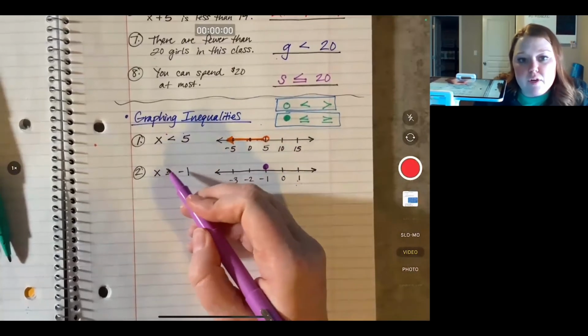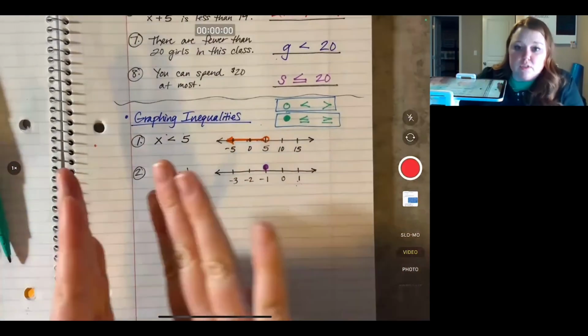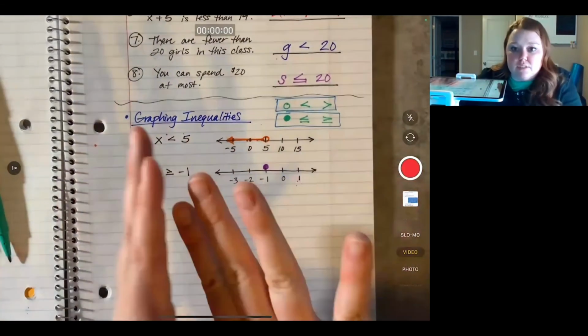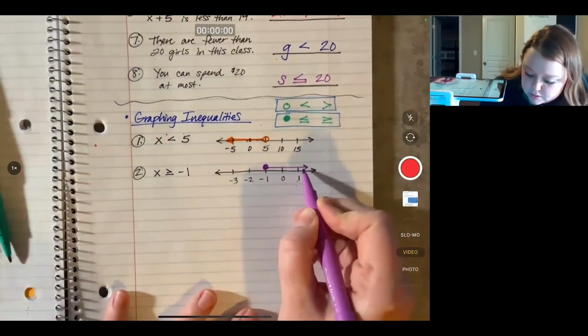But where are the other numbers greater than -1? Greater is always going to be to the right because that's where the positive numbers live. That's where the bigger numbers live. So you're just going to simply point this to the right.